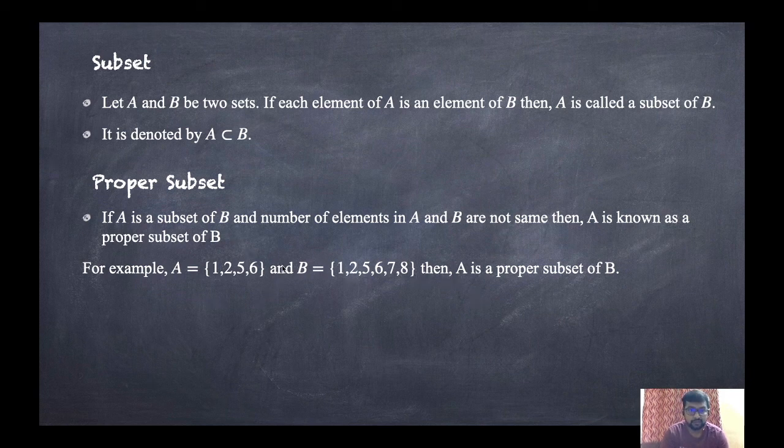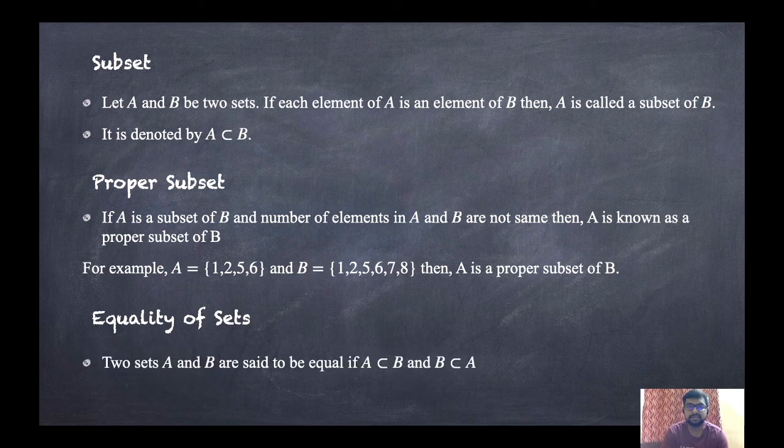For example, A = {1, 2, 5, 6} and B = {1, 2, 5, 6, 7, 8}. Then A is a proper subset of B. How? 1, 2, 5, 6 are all in B, so A is a subset of B, and also both sets are not the same. If here it is 1, 2, 5, 6 and there it is also 1, 2, 5, 6, then it is not a proper subset. This one is a proper subset. Now, equality of sets. Two sets A and B are said to be equal if A is a subset of B and B is a subset of A. Since both are subsets of each other, we say that both are the same.